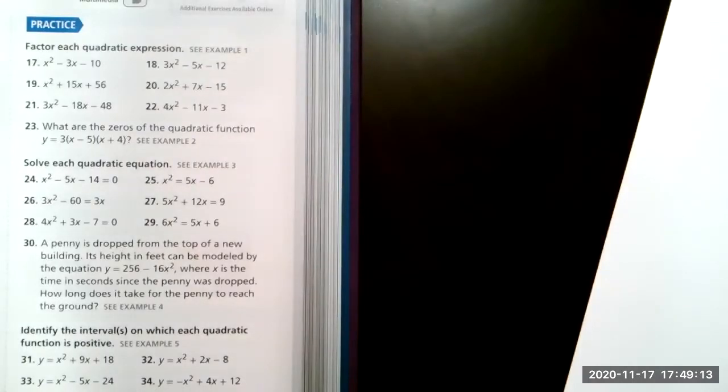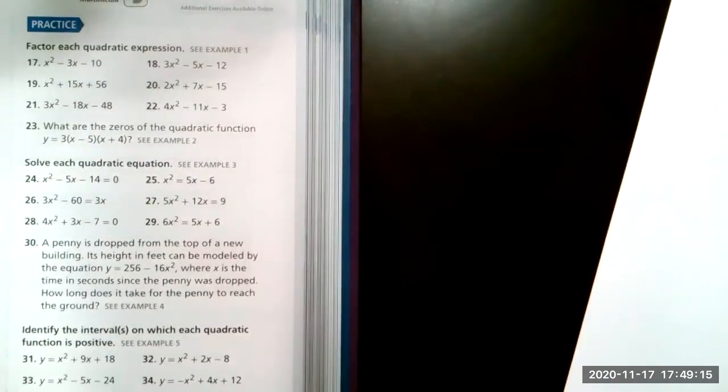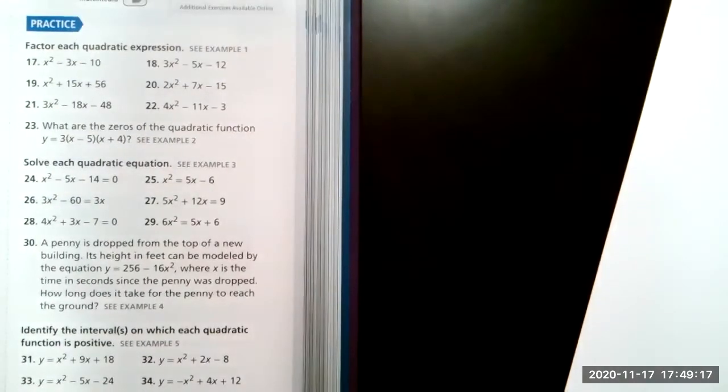All right, welcome back to part 2 of lesson 2.3. So in part 1, we just talked about the tutorial part, the instructional part of it all.